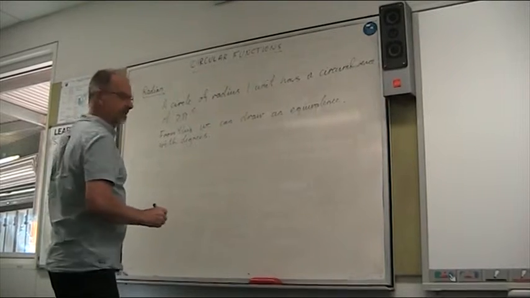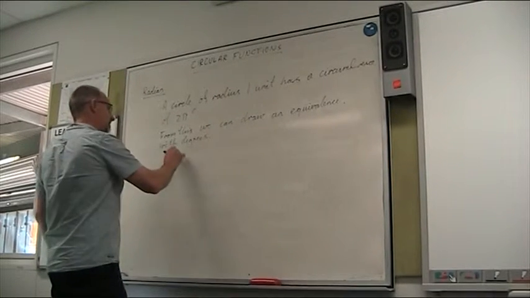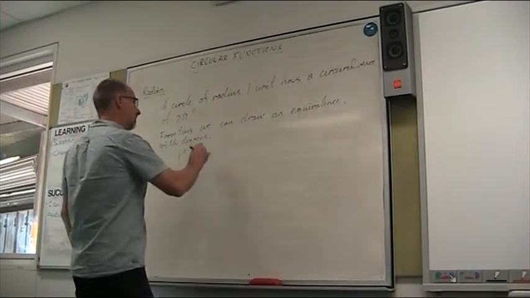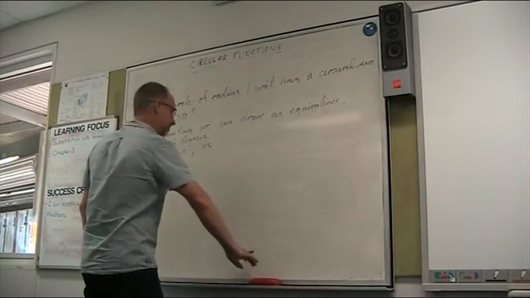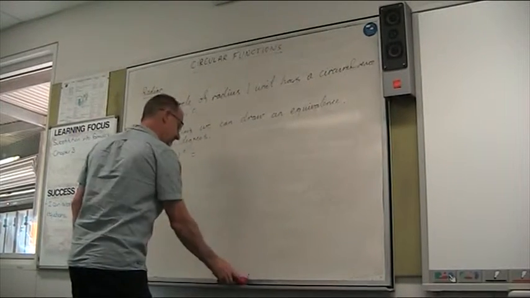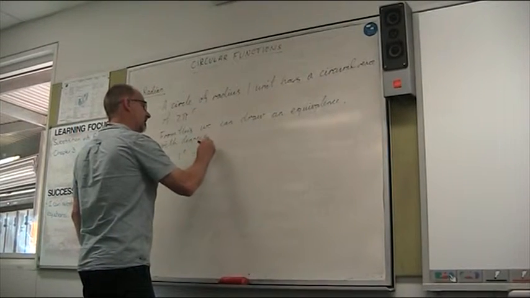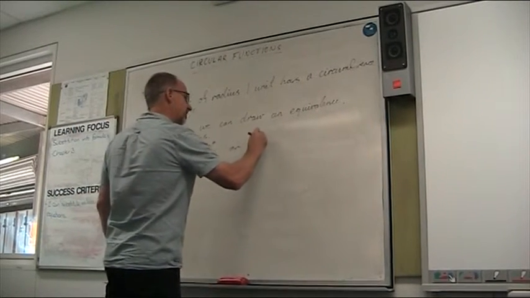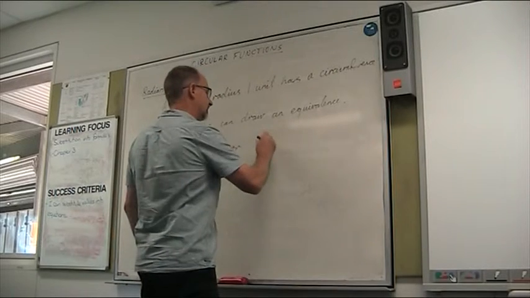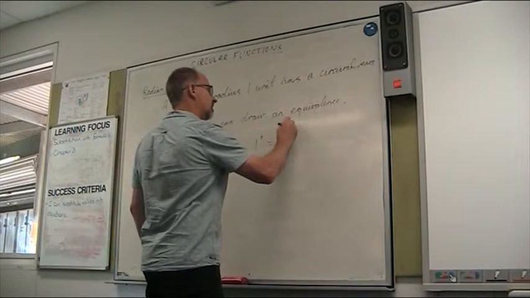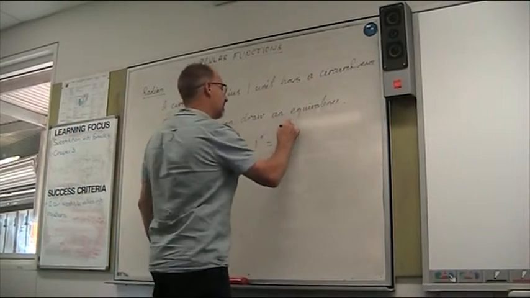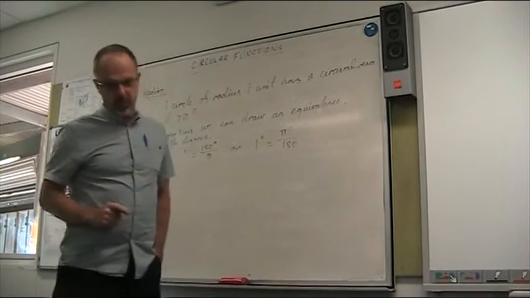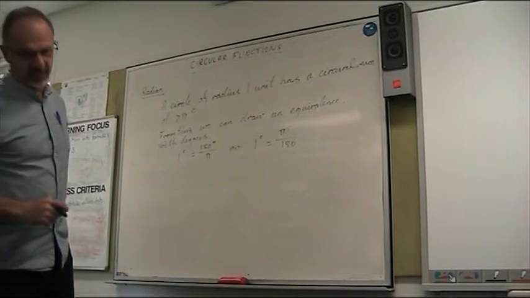So 1 radian then will be 180 degrees over pi, or if you like 1 degree is pi radians divided by 180.